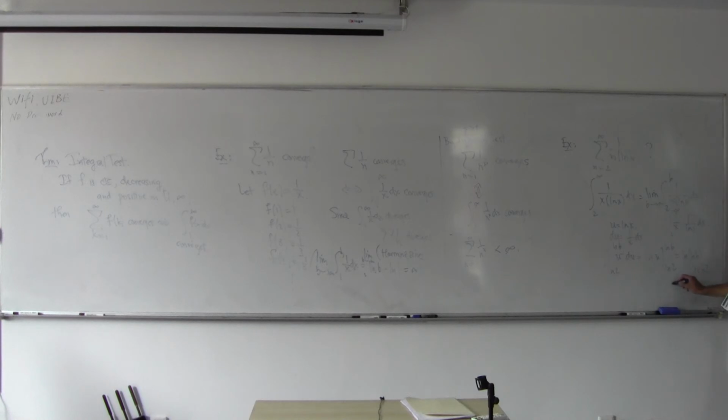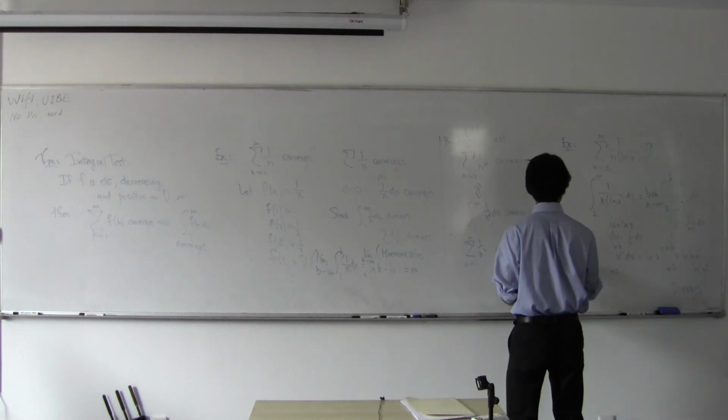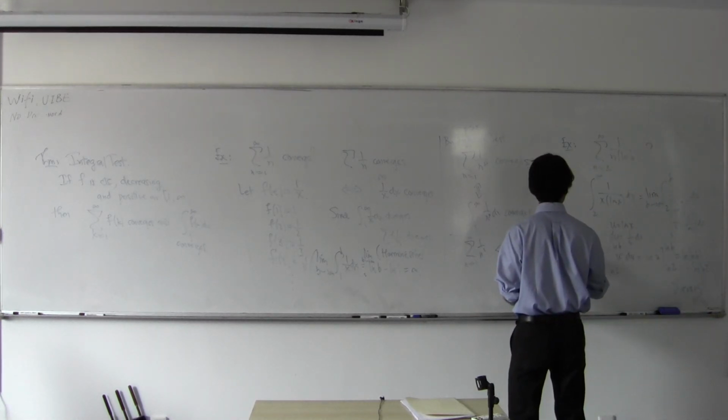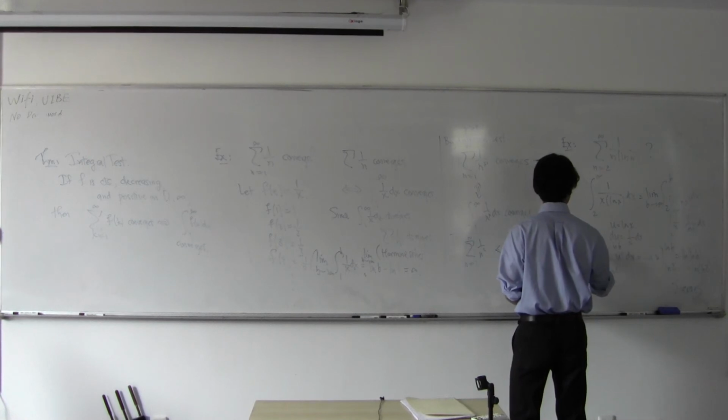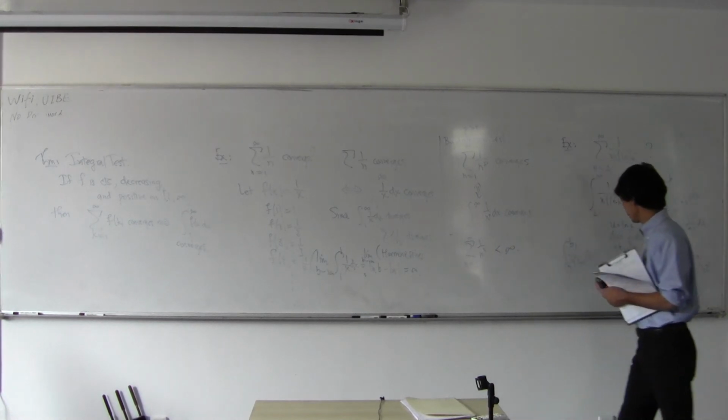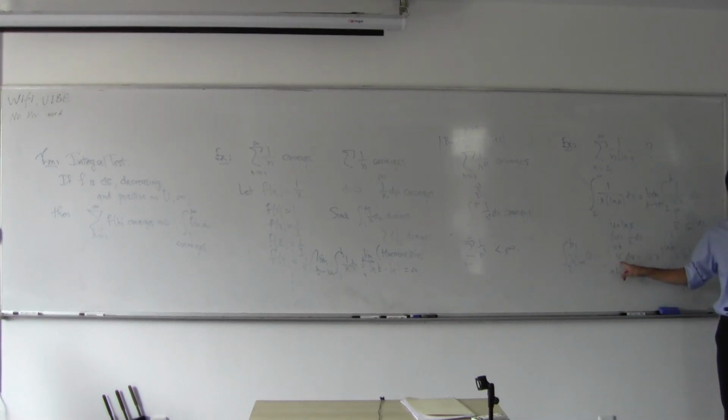And we take the limit as b goes to infinity, and you see what happens, we get infinity. So this diverges. The integral from 2 to b, 1 over x ln x dx. We change the variable, we get this.